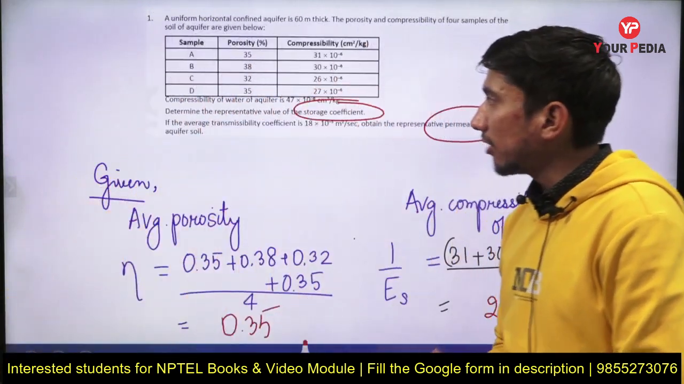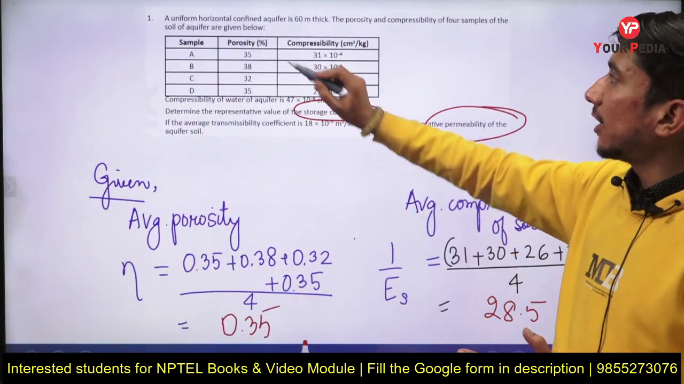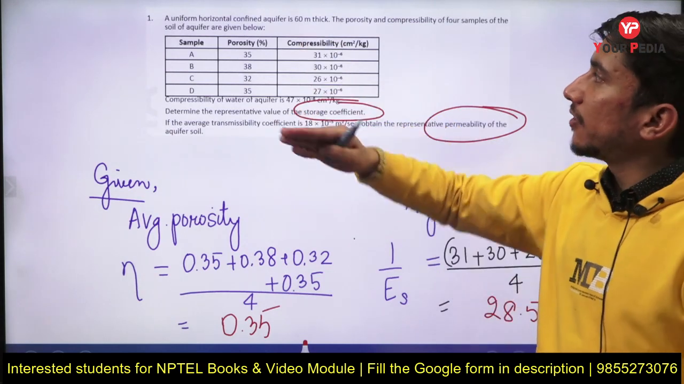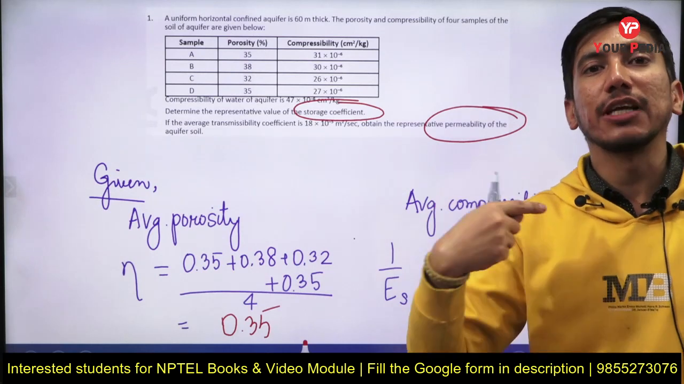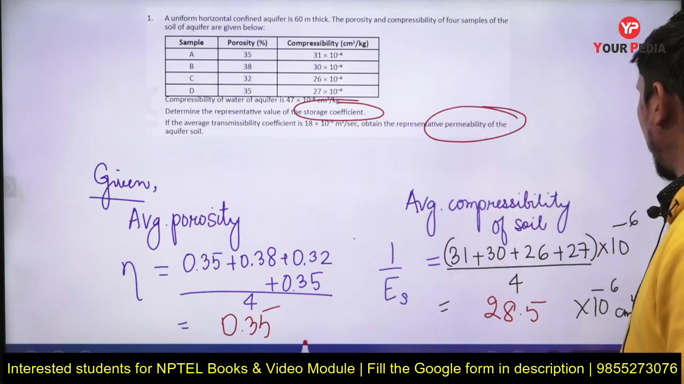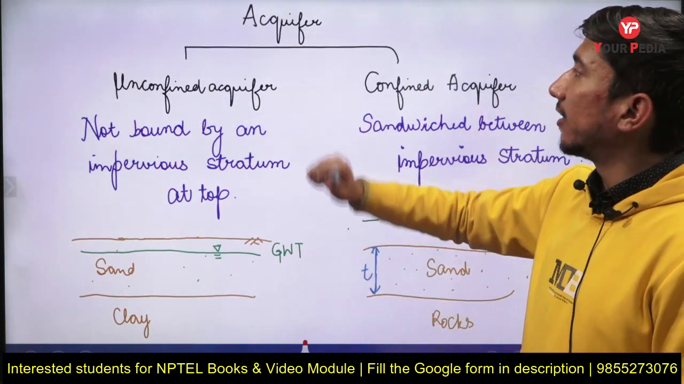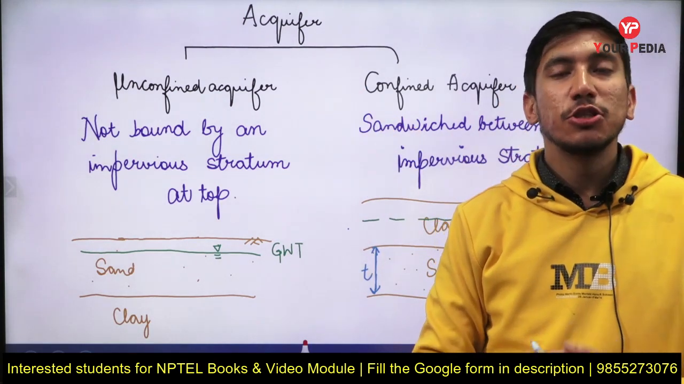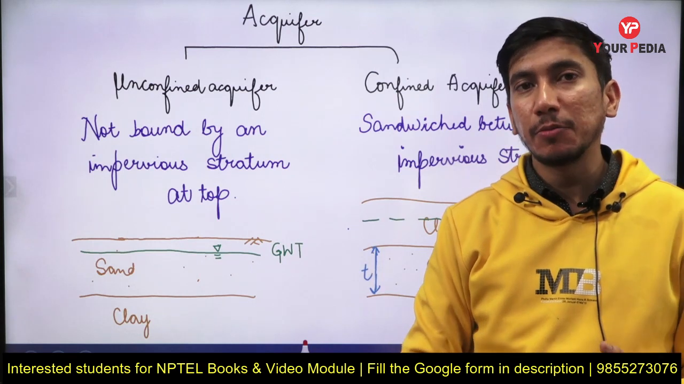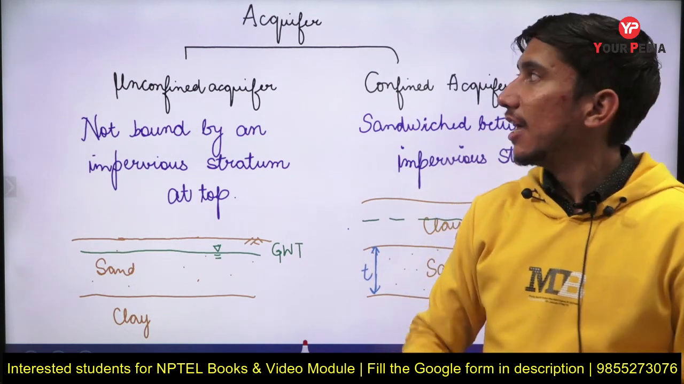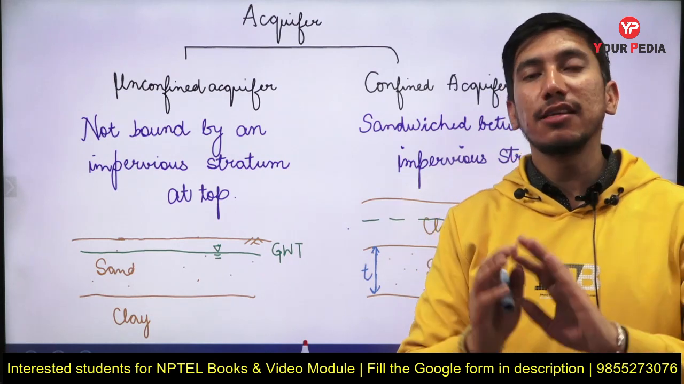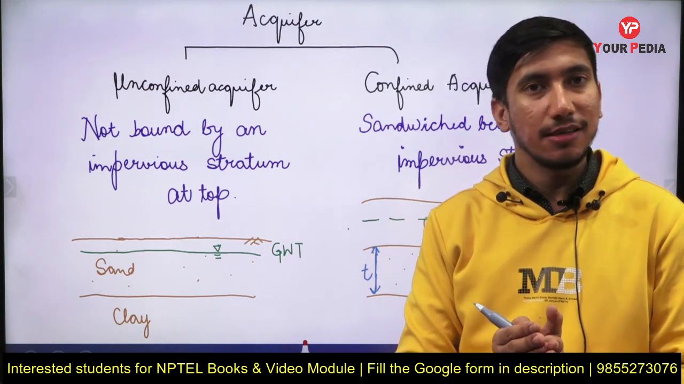Now before doing this question, I just want to tell you what is the formula for the storage coefficient and what is the difference between confined aquifer and unconfined aquifer. So just look here. What is aquifer? Aquifer is a water bearing strata geological formation which has high permeability as well as high porosity. So that is aquifer. For example, gravel or sand, these all can be classified as aquifer.